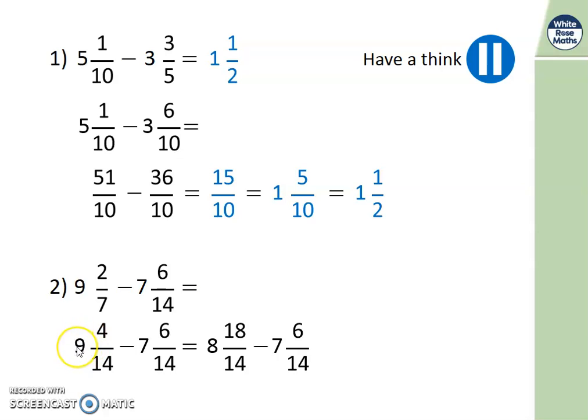Take one of these wholes and make it into 14 14ths. Add this one is 18 14ths. So because we've taken one of those wholes away, it's now 8 wholes. And that's 14 14ths, add 4 14ths is 18 14ths. Then we subtract the other amount. We can now do that part whole model. 8 subtract 7 is 1. 18 subtract 6 is 12. So that's 1 and 12 14ths. And we know both parts here divide by 2. Half of that is 6 and half of that is 7. So it's 1 and 6 sevenths.